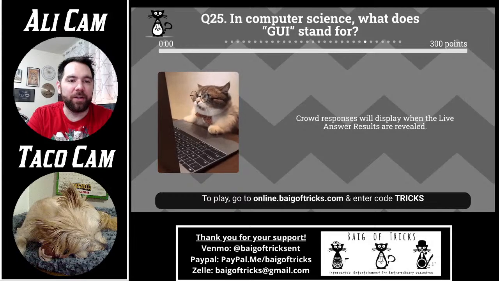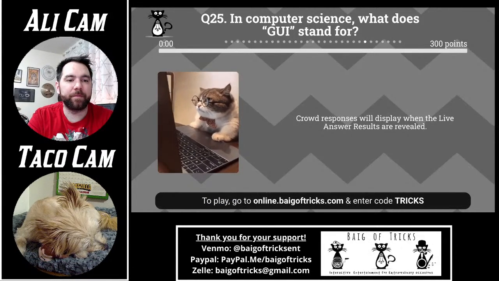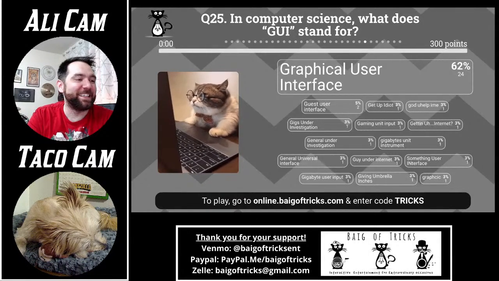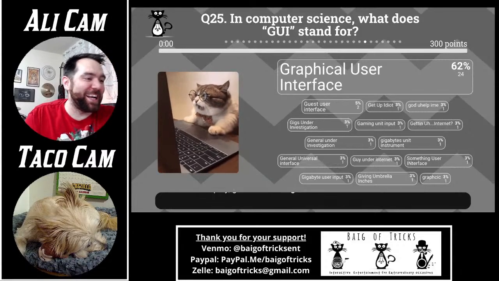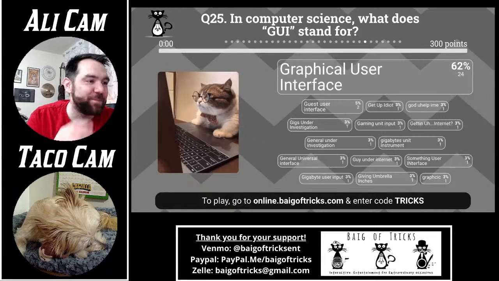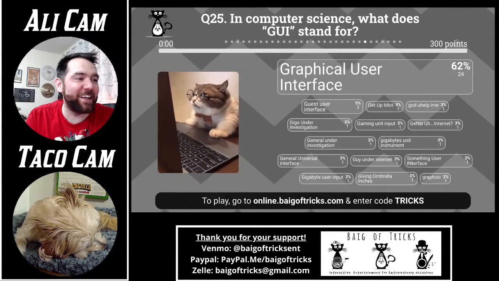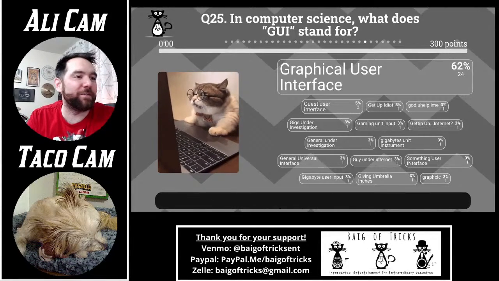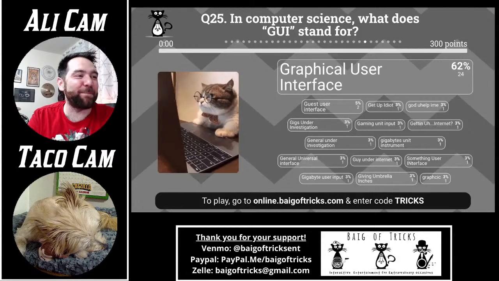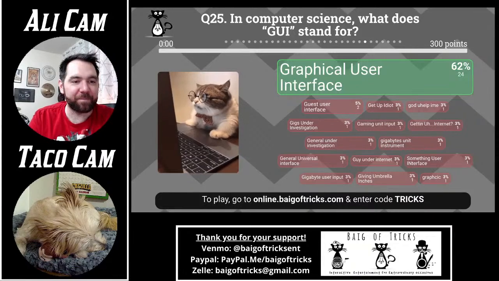All right, as long as you're close here, you're getting points. Remember, this is my GUI life. Oh, I like these guesses. Giving umbrella inches, gigabyte user input, something user interface, guy under internet, gigabytes unit instrument, general under investigation, getting internet, gaming unit input, that's a good guess, gigs under investigation, God, you help me. Guest user interface. It is graphical user interface, as long as you were close.